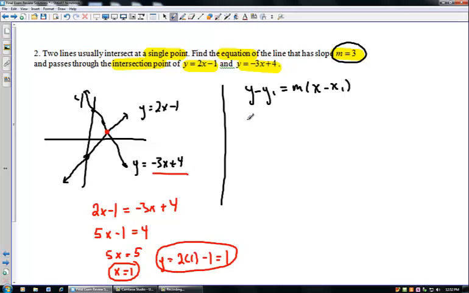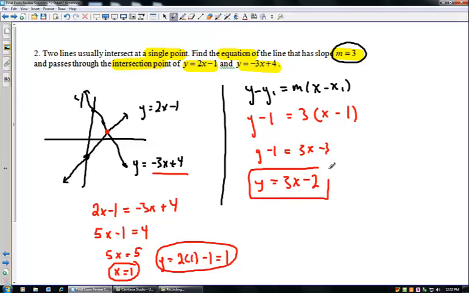And so what I'm going to do is take y minus the point 1, equals my slope, which was 3, and x minus my x value, which was also 1. And I'll solve this for y. So y minus 1 equals 3x minus 3. And add 1 to both sides, so y equals 3x, and if you add 1, you get minus 2. And there's my equation for a line that has slope 3 and passes through this intersection point.